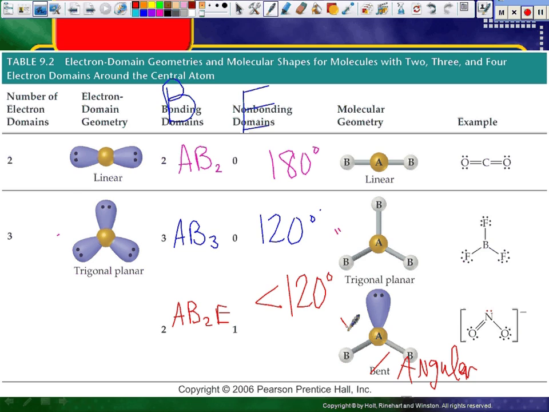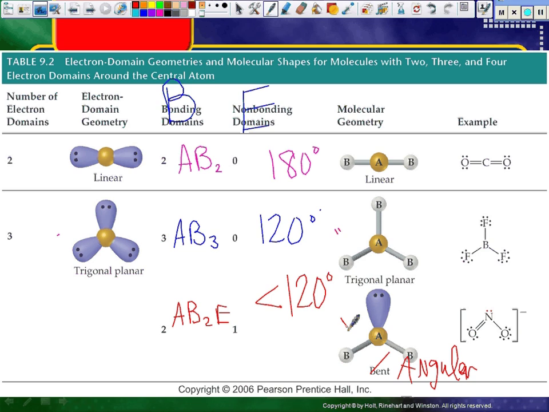The only difference: this is an atom, and these blue things are electrons. Okay? So notice what happened. We swapped an atom for a pair of electrons, and what happened to the angle? It got smaller. So what does that tell you about this pair of electrons? They make the angle smaller. They push a little harder than an atom does.